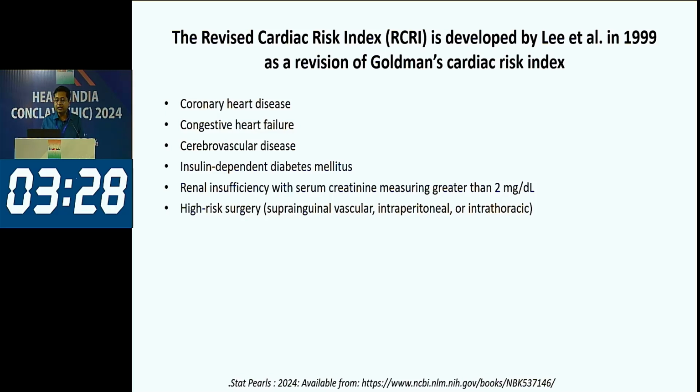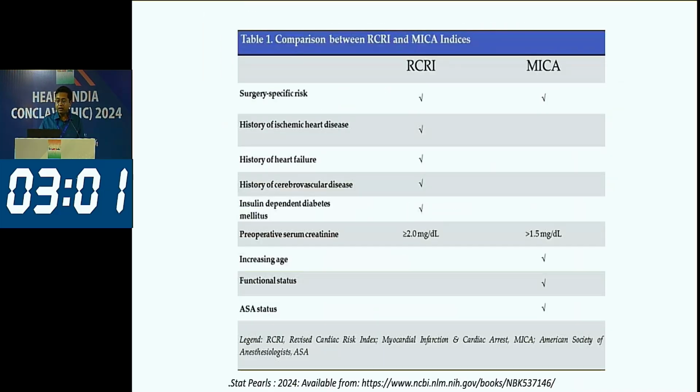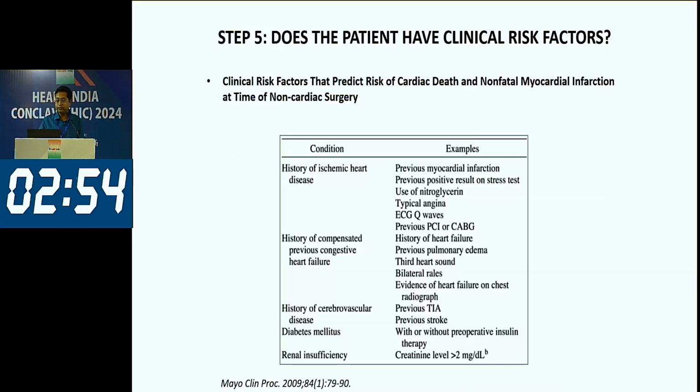So this is the RCRI index that was developed in 1999 as a revision of Goldman's cardiac risk index, followed by anesthesiologists. And after this there are various other indices, the Gupta NSQIP index and the American College of Surgeons index, the surgical outcome risk index, and the ORB has a cardiovascular risk index of 2019, that is the latest. So these risk calculators in general take all the parameters and give a risk score. Nowadays we use the RCRI and the myocardial infarction and cardiac arrest risk index generally for routine purposes.